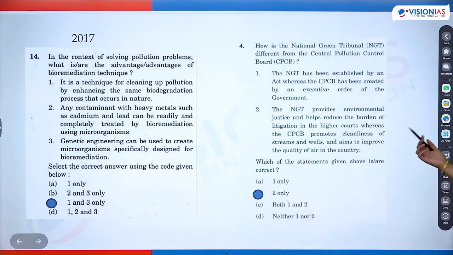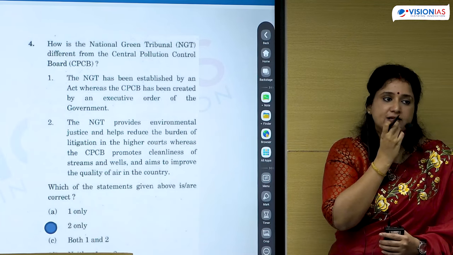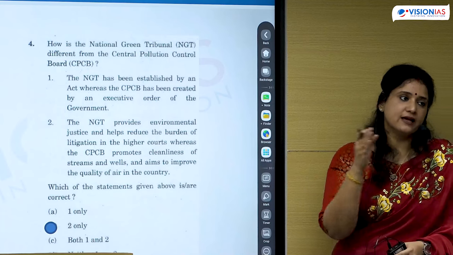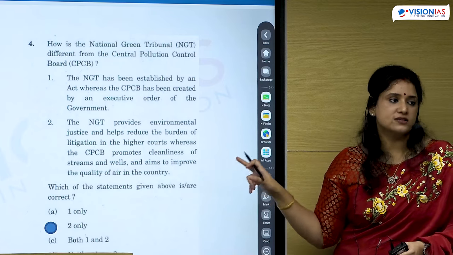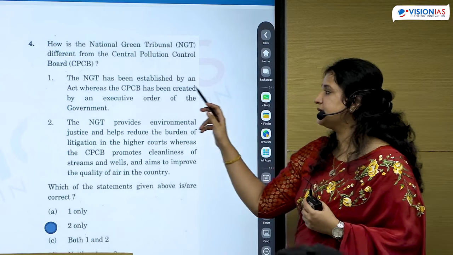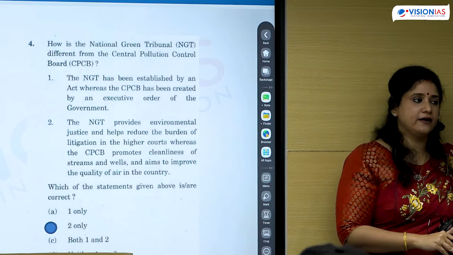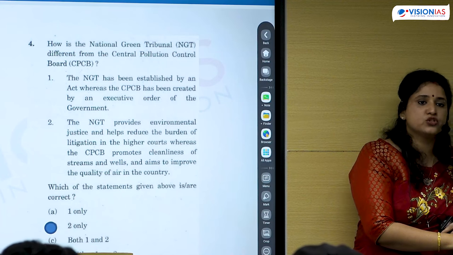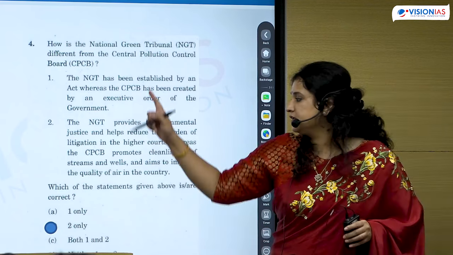Okay, this question on pollution is comparing the National Green Tribunal with CPCB, that is the Central Pollution Control Board. So questions on pollution: sources, impact, the basics of pollution and your laws and acts. Okay, alright, NGT has been established by an act whereas CPCB has been created by an executive order. Is this correct? No, NGT and CPCB both are created by act. NGT has its own act. CPCB was created under the Water Prevention and Control of Pollution Act 1974. So the first statement is not correct.